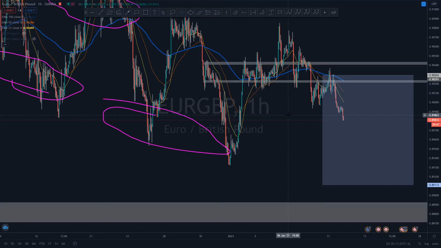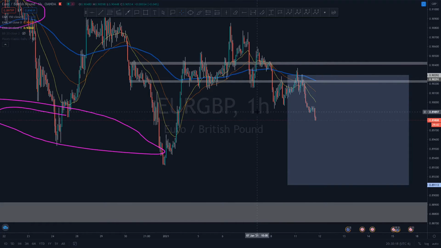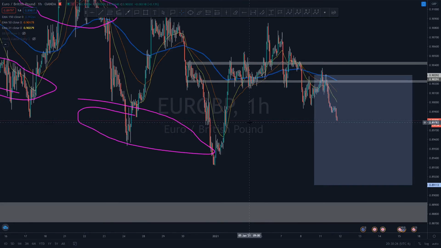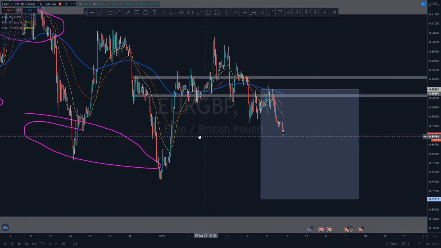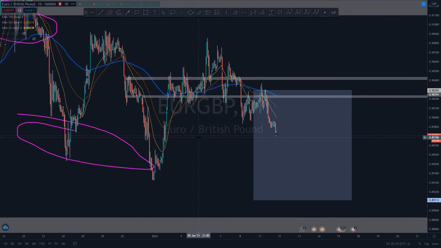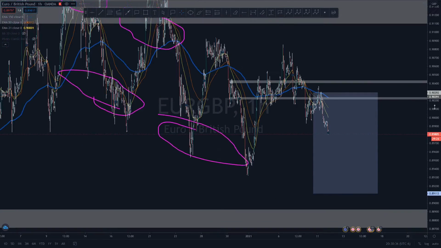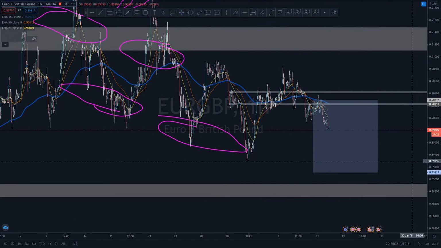And now pretty much all I had to do, and my EMAs are also an influence of mine. All those things put together, I was able to enter into the market. And right now, it's continuing to do what I wanted it to do. Right, it's continuing to drop.